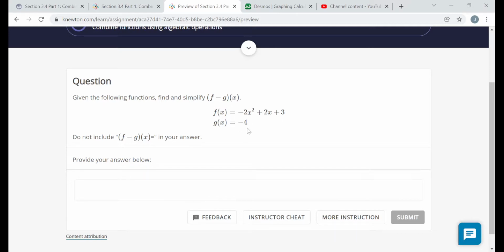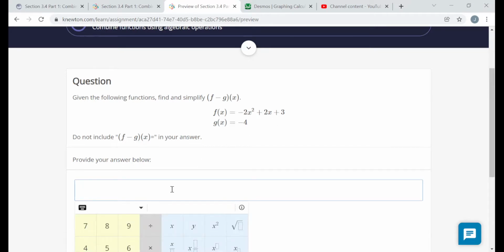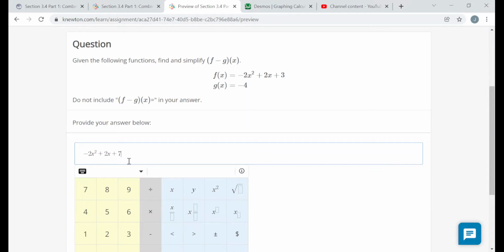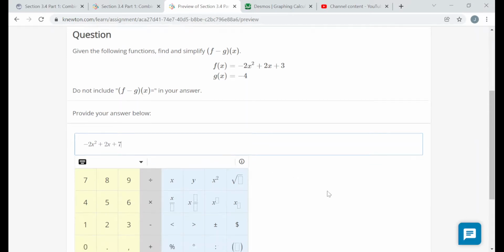Now g only has one term. So I'll have negative 2x squared plus 2x plus 3. That's f. Minus negative 4, which would be plus 4, making this plus 7 when you combine the like terms. So I got it right now. Negative 2x squared plus 2x. And then, again, plus 3 minus negative 4 would be plus 3 plus 4, which is plus 7. So f minus g ends up being this function here.